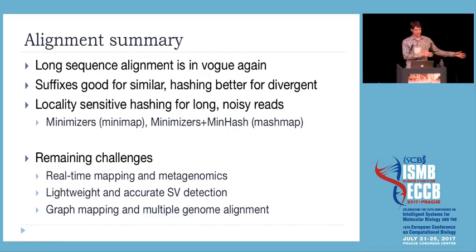Just like metagenomics is the next frontier for genome assembly, dealing with multiple genomes in the alignment space is still a challenging problem. So if we've got, say, 1,000 vertebrate genomes, can we efficiently align them to one another and generate a graph representation that we can use for analysis?